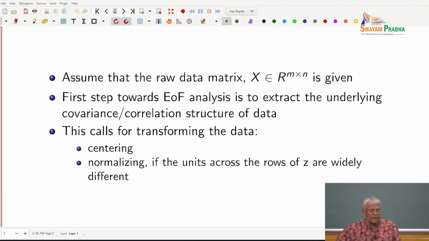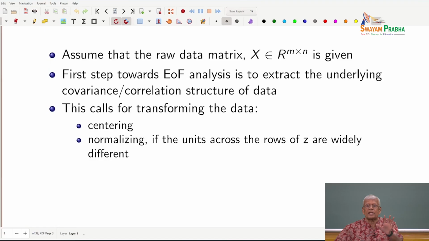So PCA, empirical analysis, one representing population based, another representing data based. We assume that raw data matrix is X. Please understand, now I am replacing a random vector X of dimension m by a random data matrix of dimension m cross n. What does it mean? I have n columns, each of which are realizations of the vector x. So that's an ensemble of data I have collected. So the first step in EOF analysis is to extract the underlying covariance correlation structure of the data.